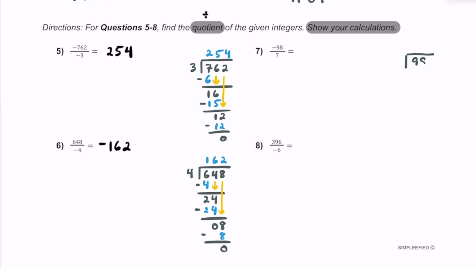We have 98 divided by 7. So take the absolute values and just go ahead and perform long division here. So 7 into 9 is going to be 1. 1 times 7 is going to be 7. I guess this one's not really long division. It's maybe just more like short division maybe.